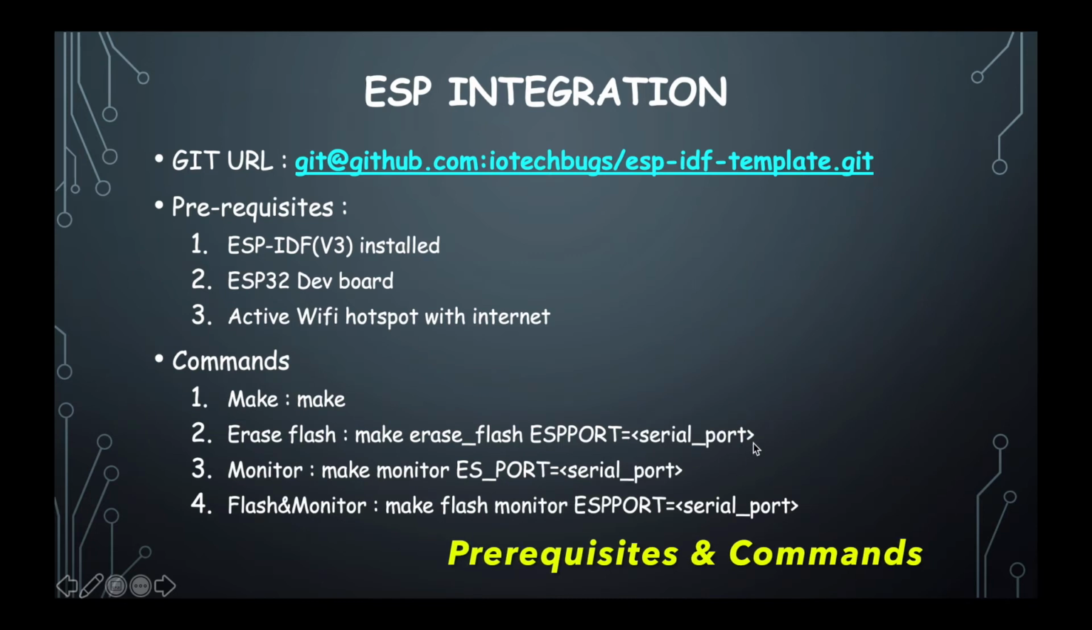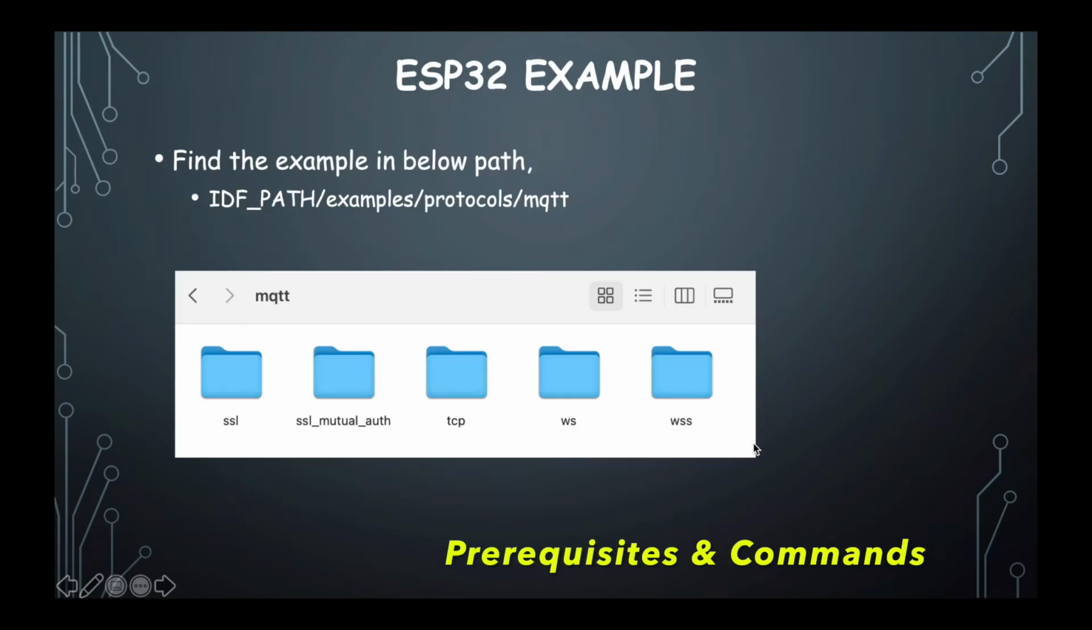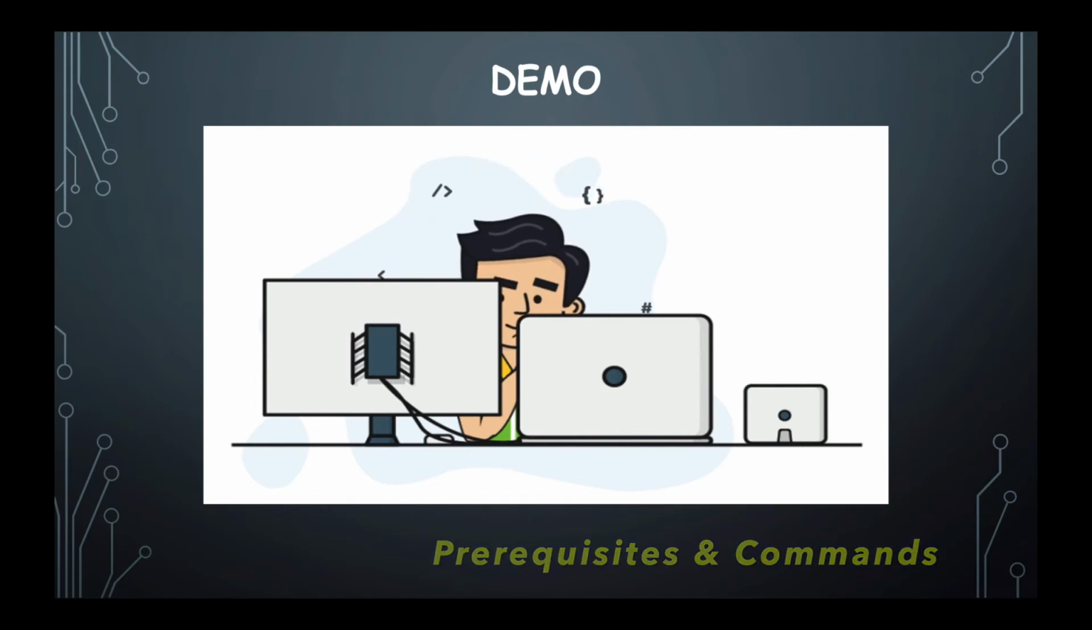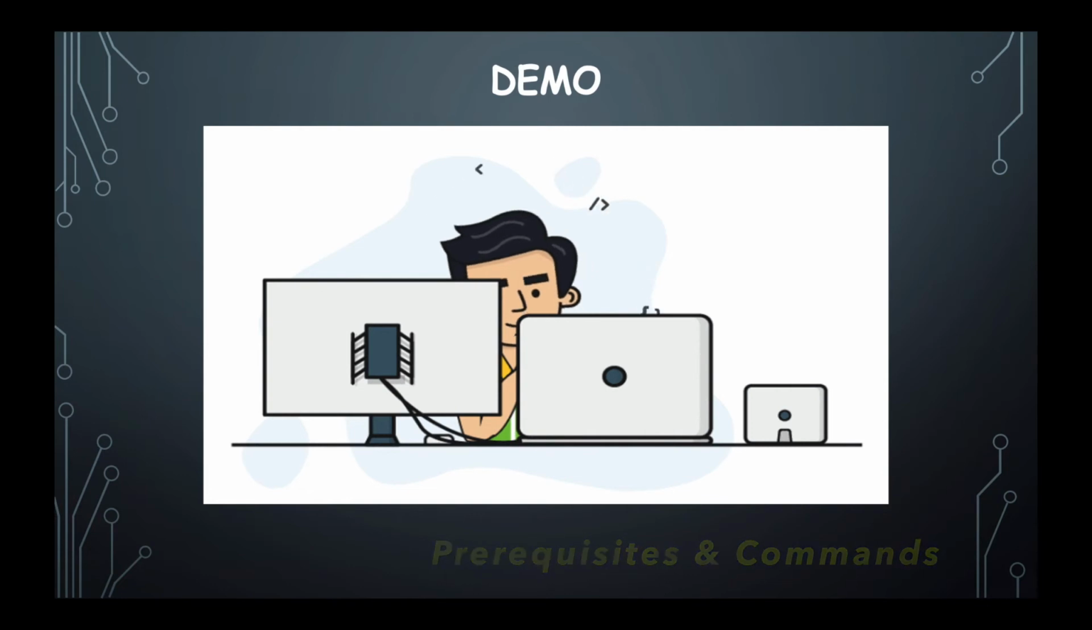The commands I think you guys are already familiar with, but you can see the example projects even in the IDF framework examples, where we can take the examples from the IDF path slash examples slash protocols slash MQTT, inside which you can find a number of examples, such as SSL mutual auth and TCP. Let me explain the demo with the TCP, which will communicate with an MQTT broker, and it will be publishing and receiving the messages.